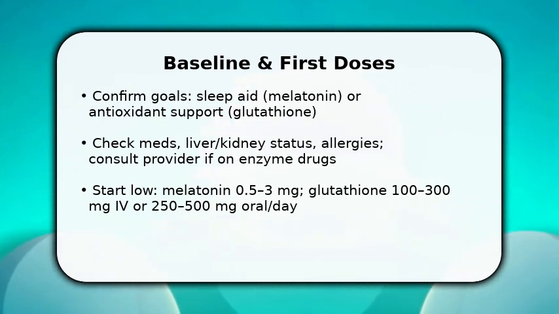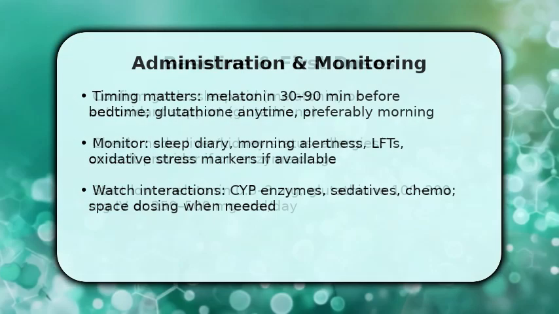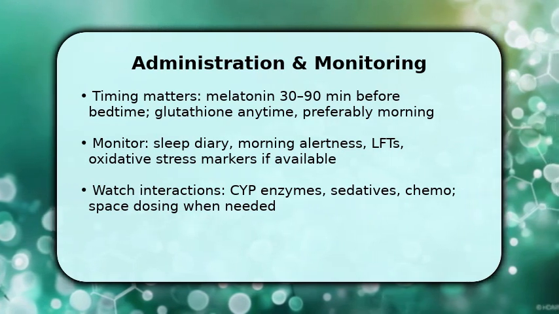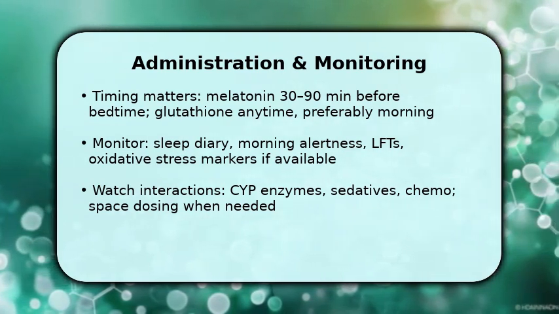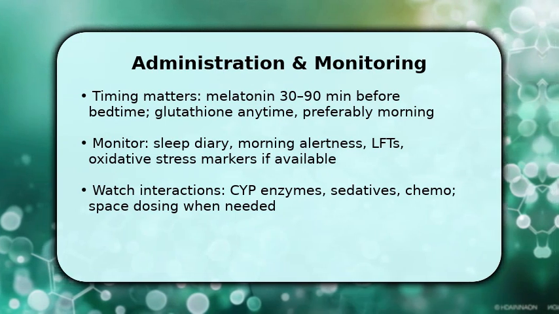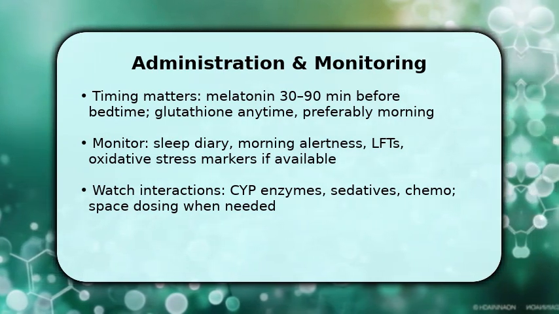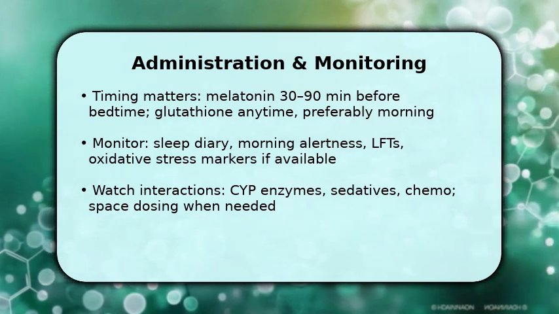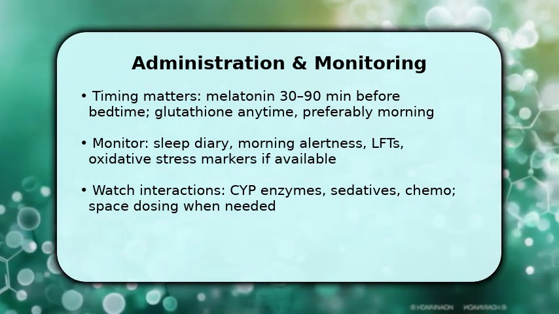You now focus on execution. Take melatonin 30 to 90 minutes before desired sleep time to shift phase, while glutathione or its precursors can be taken morning or split doses for steady levels. Once done, track outcomes with a sleep diary, daytime functioning scores, and periodic liver panels if clinically indicated.